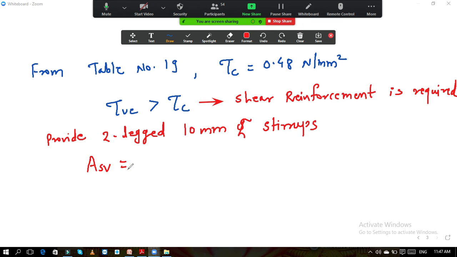So what is the area of the stirrups? You calculate the area of the stirrups now. Area of the stirrups, ASV is equal to what? It is 2 into pi by 4 into 10 square. The diameter is 10. Two-legged stirrups are there. So let me know the answer. Calculate it and drop the answer in the chat box. 2 into pi by 4 into 10 square. This is the area of the stirrup. Let me know the answer fast.